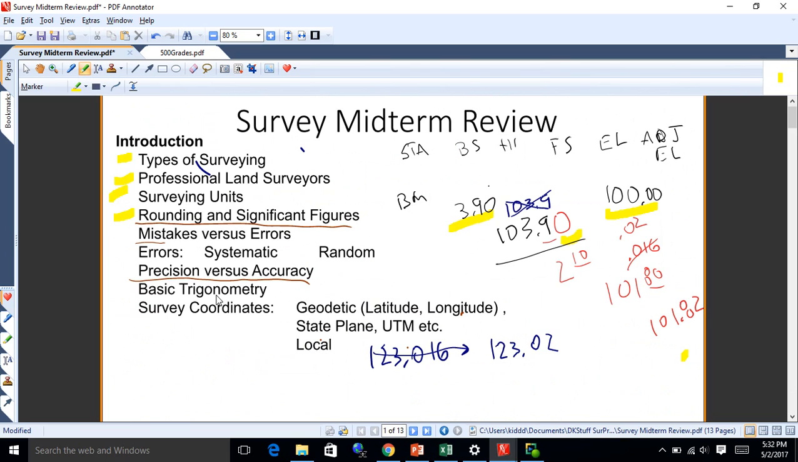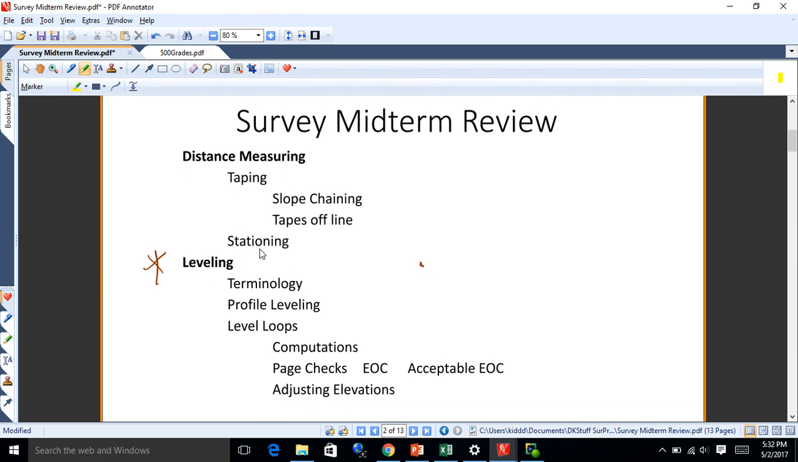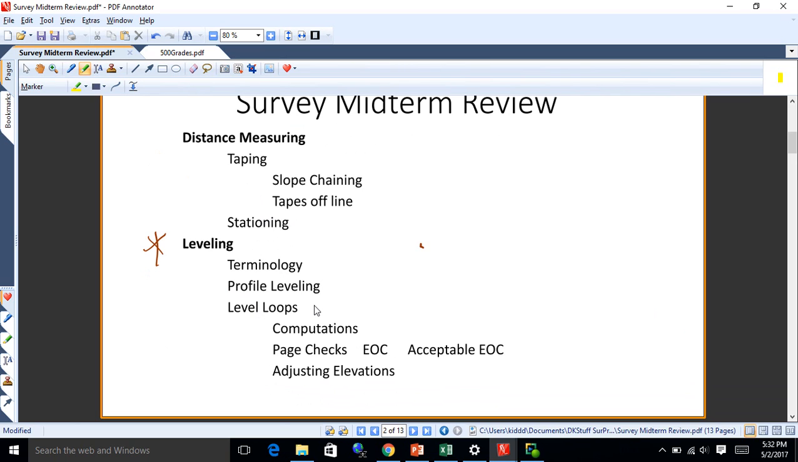Okay, we did a little bit with trigonometry, a little bit with survey coordinates: geodetic, state plane, and then local. We talked about those. We did some distance measuring the first week, did a lab with that. Then we did some leveling and took level loop notes and balanced them and did all that type of work: page checks, error closure, acceptable error closure, and did the adjustments.